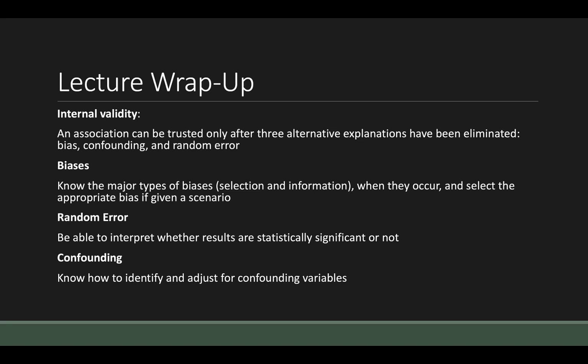For random error, I want you to be able to interpret whether results are statistically significant or not. So looking at p-values or confidence intervals, can you tell what is statistically significant? And then for confounding, I want you to know how to identify potential confounders with baseline characteristics and know the methods for adjusting for those confounded variables.